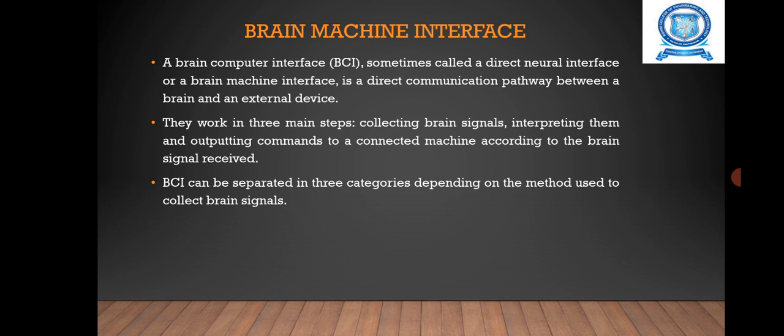Brain computer interfaces are systems that allow communication between the brain and various machines. They work in three main steps. First, collecting brain signals; next, interpreting them; and the last, outputting commands to a connected machine according to the brain signal received. It can be applied to a variety of tasks including, but not limited to, neurofeedback, restoring motor function to paralyzed patients, allowing communication with locked-in patients, and improving sensory processing. It can be separated into three categories depending on the method used to collect brain signals.